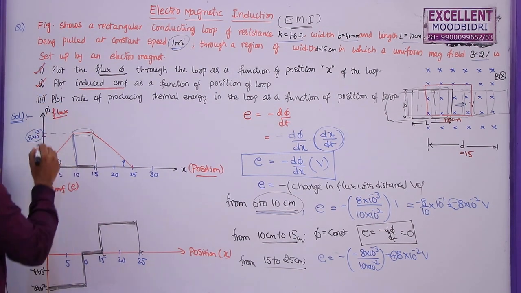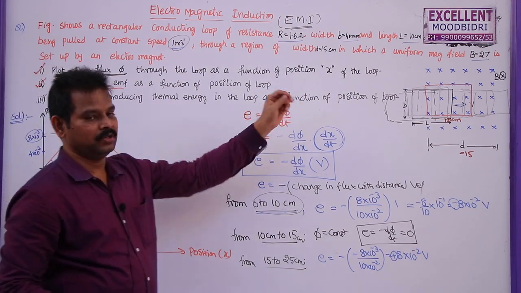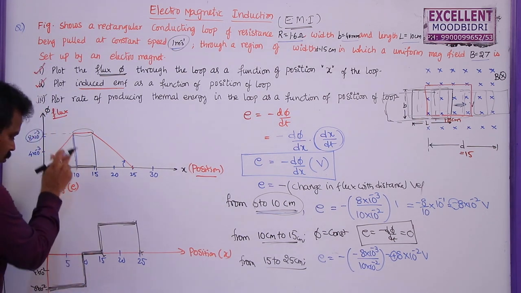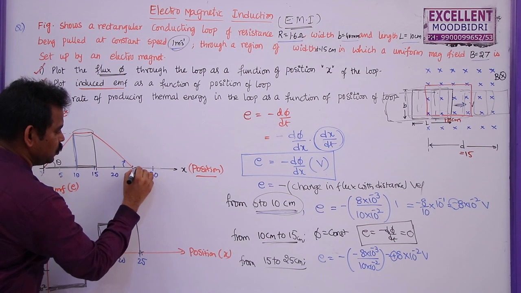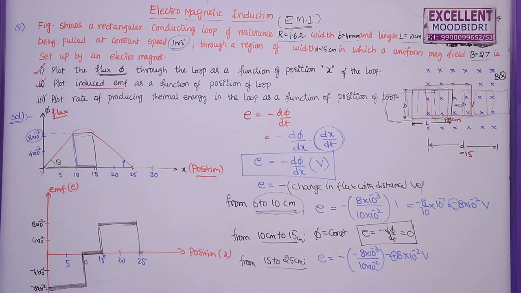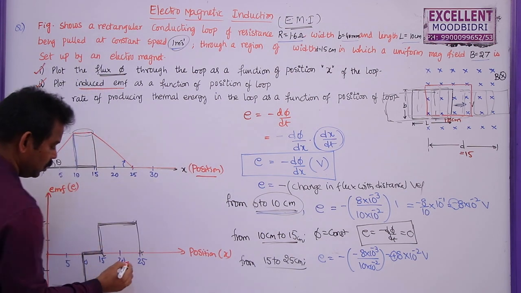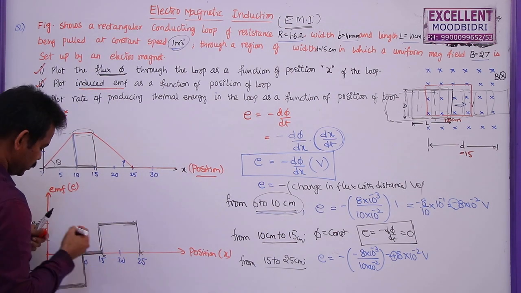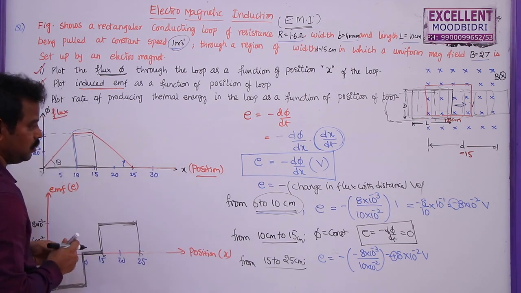The third part, plot rate of producing thermal energy in the loop as a function of position. In these two graphs, here the flux after 25 centimeters will be 0. So I am not drawing that one. Actually we have to draw that one also. After that flux continues to be 0. Here also after this 25 centimeters, this EMF will be 0 here.